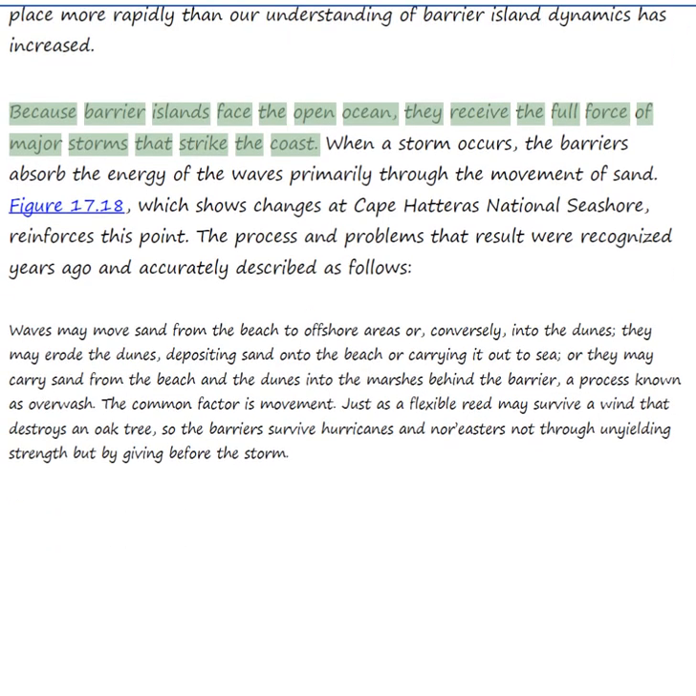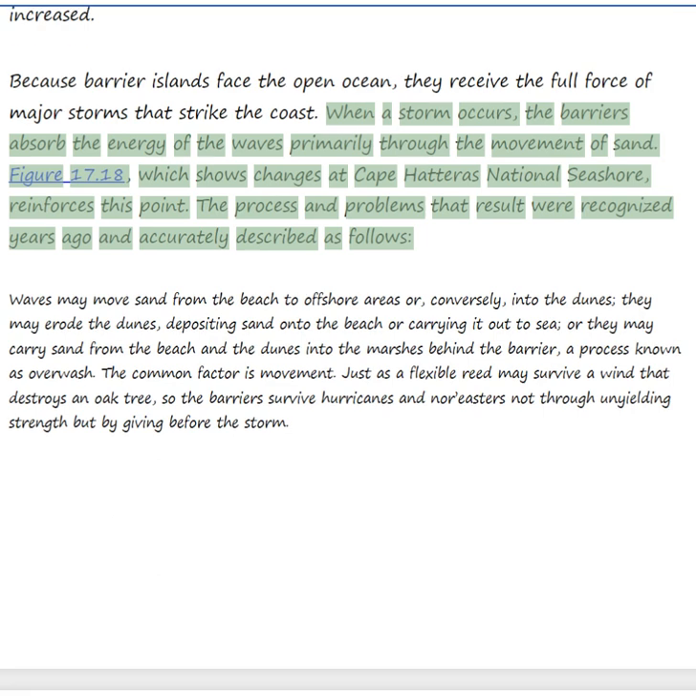Because barrier islands face the open ocean, they receive the full force of major storms that strike the coast. When a storm occurs, the barriers absorb the energy of the waves primarily through the movement of sand. Figure 17.18, which shows changes at Cape Hatteras National Seashore, reinforces this point. The process and problems that result were recognized years ago and accurately described as follows.